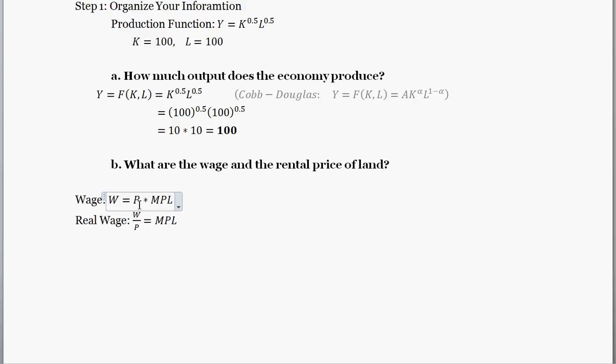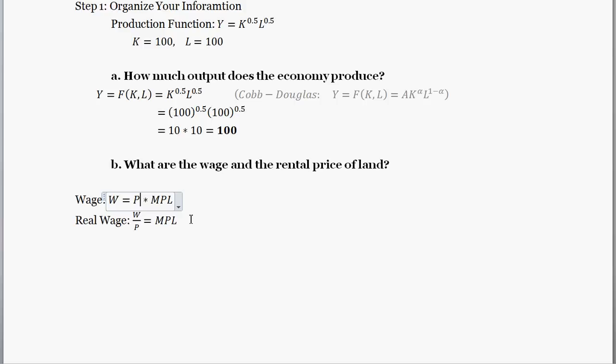But in this class, in fact, for most of intermediate macro, unless you're dealing with inflation models, like the money demand model or the Fisher equation, just think of this number here, P, as 1. So try not to let it bother you. You can see by letting it equal 1, wages is just equal to the marginal product of labor. The real wage is equal to the marginal product of labor. So in the back of your mind, if the price level is confusing you here, just set it equal to 1 and move on.